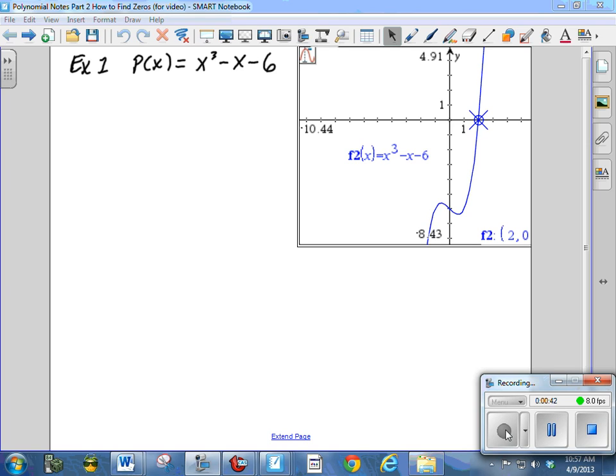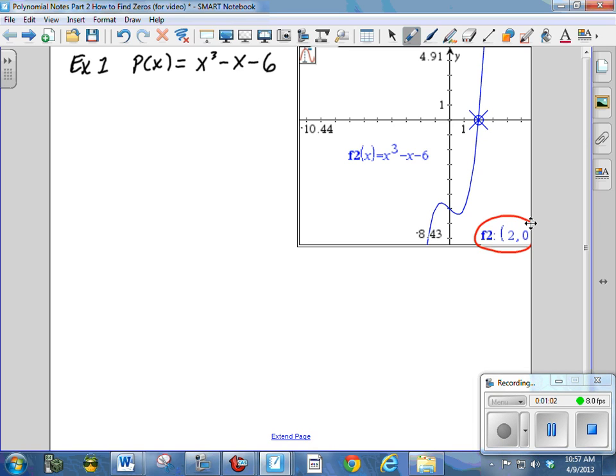So first of all, we have a cubic here, x cubed minus x minus 6. If you look at the graph, which I have shown, you'll notice the characteristic shape of a cubic. You'll also notice that it only crosses the x-axis once, and that point is identified as the point (2, 0). So we know that one of the zeros is 2.